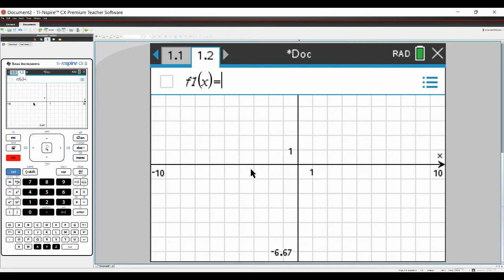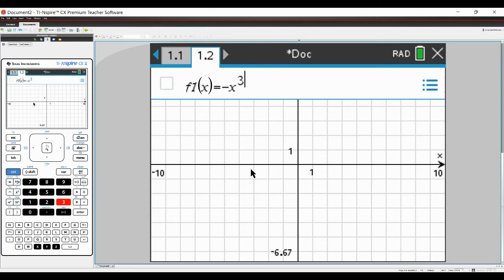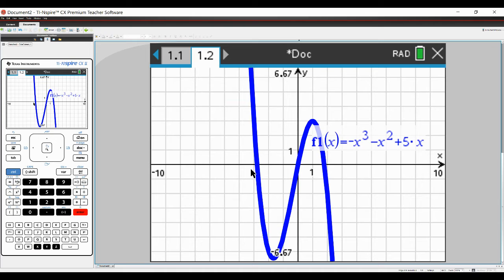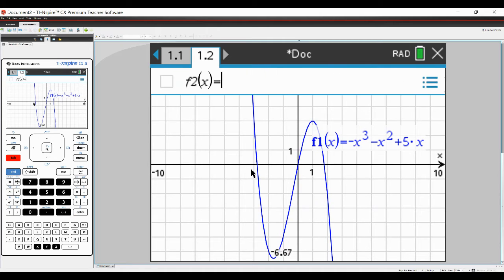And I am pulling a problem. I'm just going to do number 1 off of the homework sheet that the sub gave you. So that's going to be negative x cubed minus x squared plus 5x for my first equation. And our second equation is negative x.